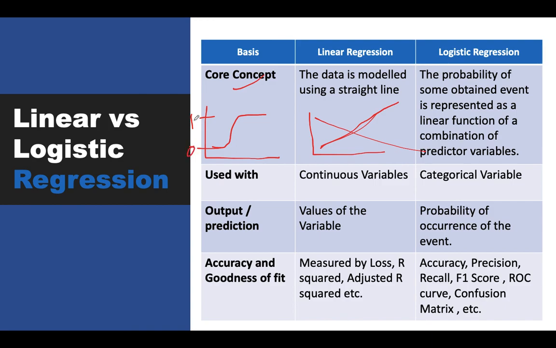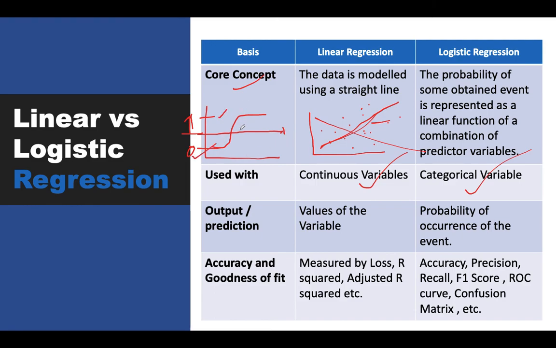You only have the variables 0 and 1. That is a categorical variable, and this is a continuous variable. In the output or the prediction, these values are predicted. Here, the probability of an event is predicted. We give a threshold value here, and we get whether it is 0 or 1, like that.